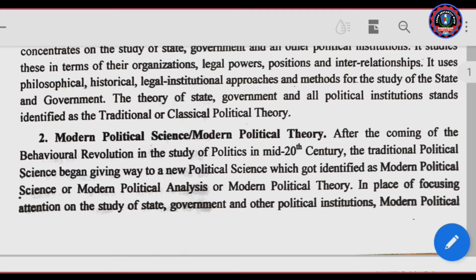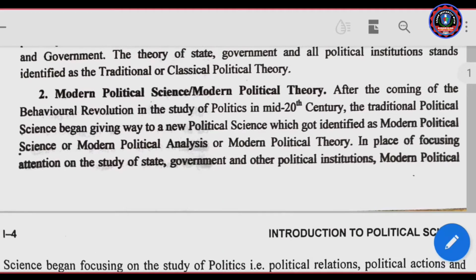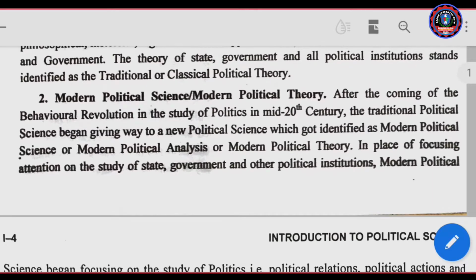Then next comes modern political science or modern political theory. With the start of the middle of the 20th century, many political philosophers started to give a new dimension to political thoughts and ideas.